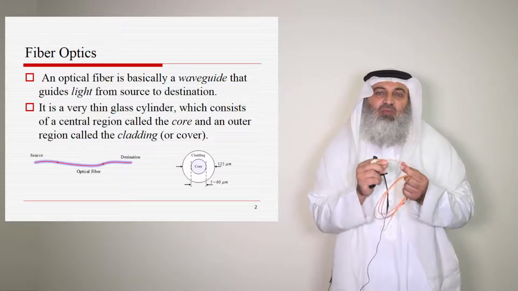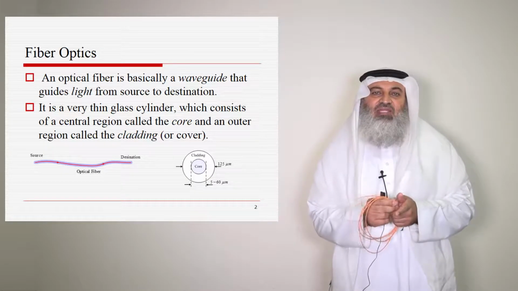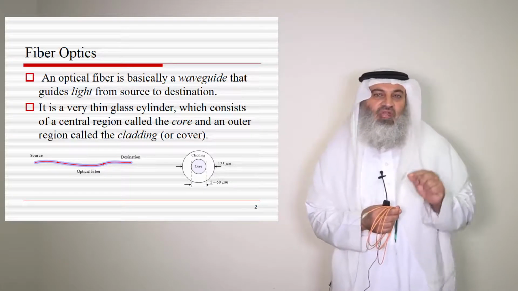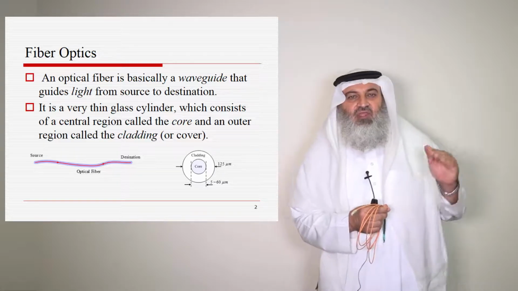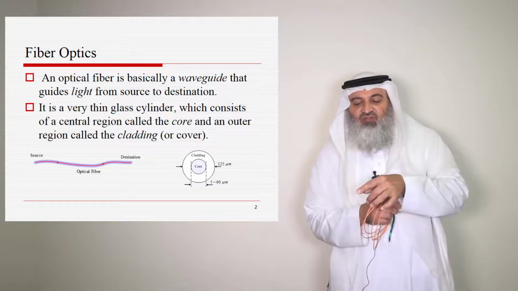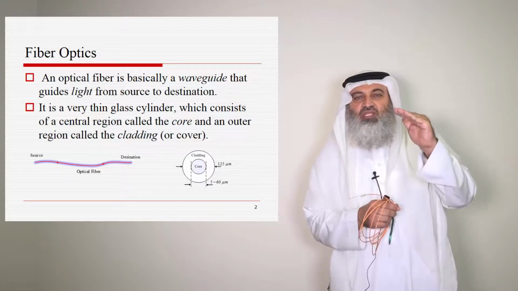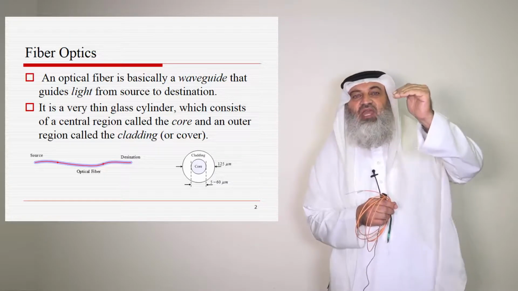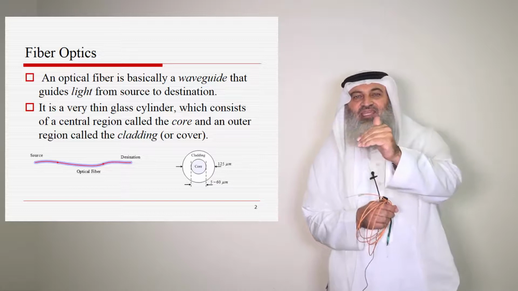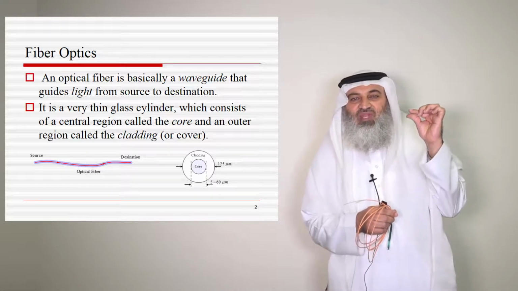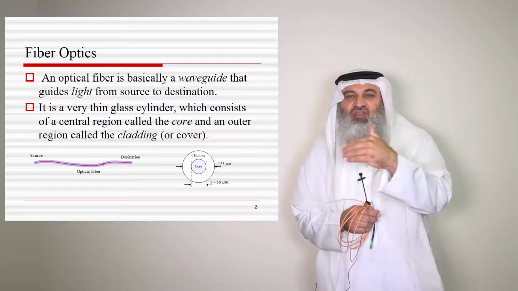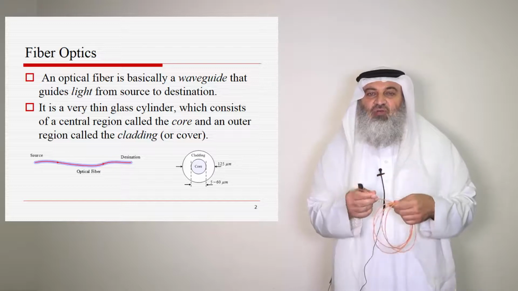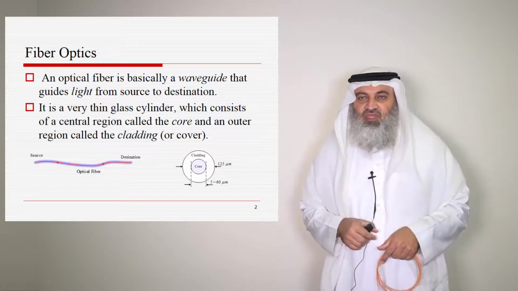So the core and cladding are both glass, but the cladding has a refraction index that is lower than the one of the core. And from your physics 102, you know that when the light, which is traveling in the core, tries to escape the core, it hits the boundary between the core and the cladding, and because of the difference of the refraction index, there will be a total internal reflection of the light inside the core. So this way, we keep the light confined to the core and it travels for long distances. So that's more or less the internal structure, or the cross-sectional structure, of the fiber.